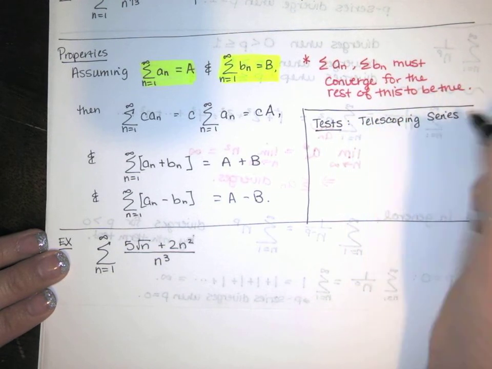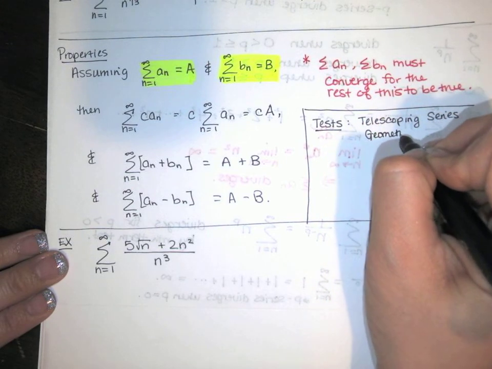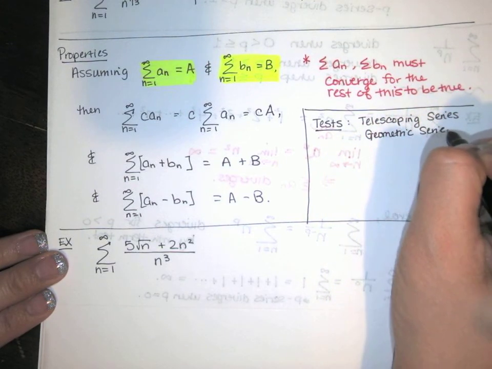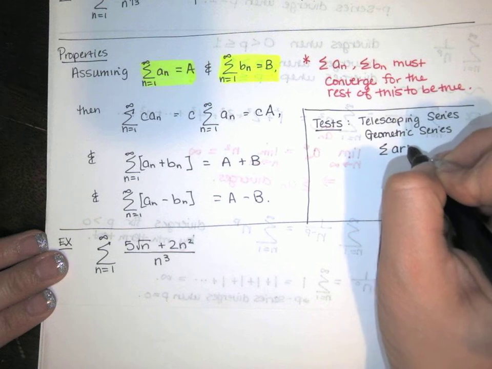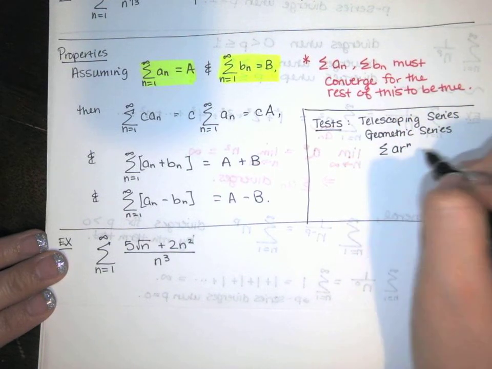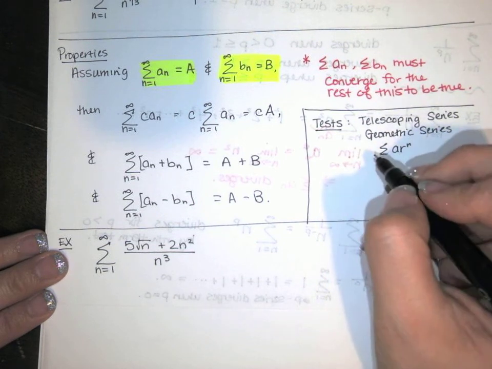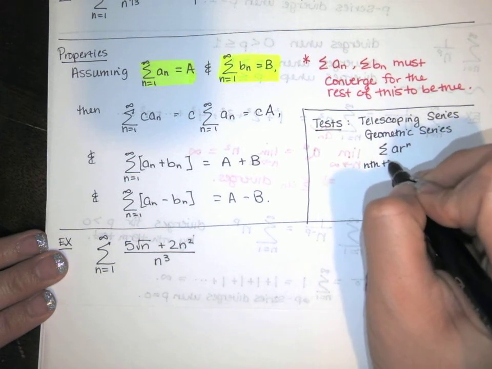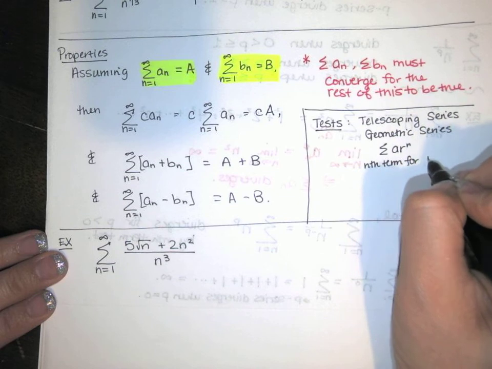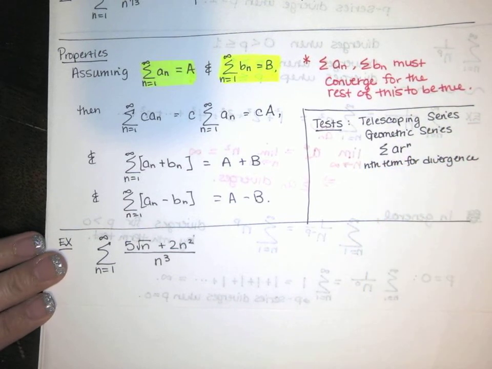We know about telescoping series and when those converge and diverge. We know about geometric series. Those look like this, a constant times a constant to the n. If the absolute value of r is less than 1, these converge, otherwise they diverge. We looked at the nth term test for divergence. If the nth term does not approach 0, the series diverges. If it approaches 0, we know nothing. It doesn't tell us anything at all.